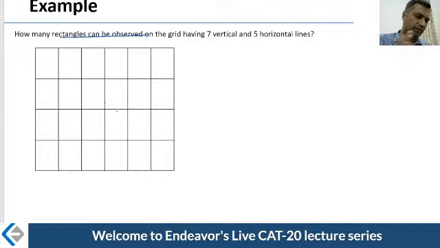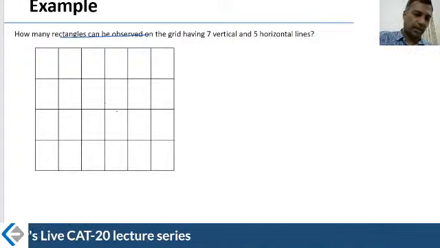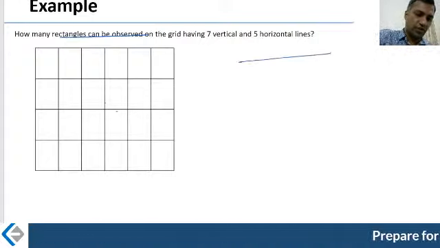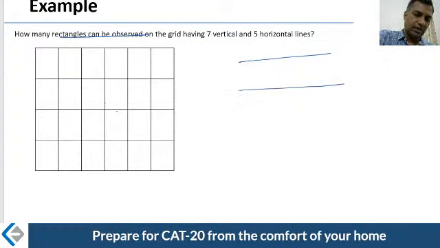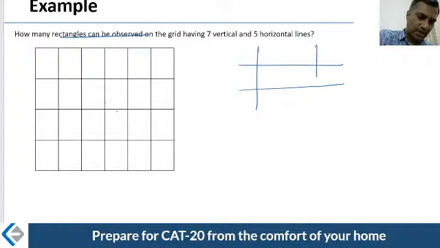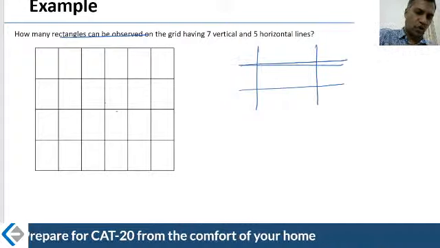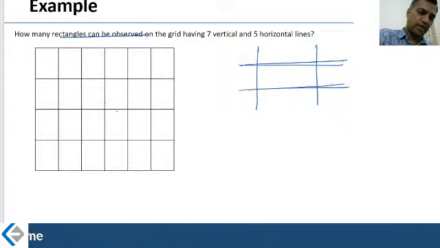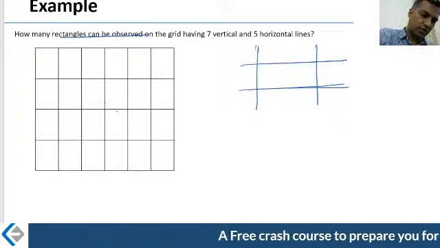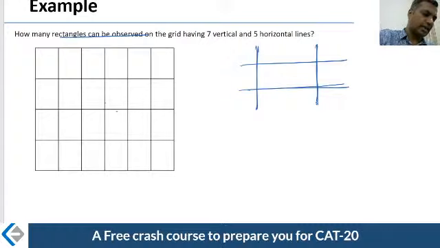The concept is simple, guys. When we want to find the rectangles, I need to do a selection. Why am I calling it a selection example? Because the intersection of 2 horizontal lines with 2 vertical lines produces a rectangle. That is it.